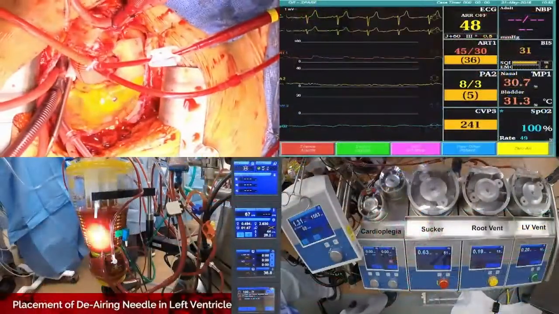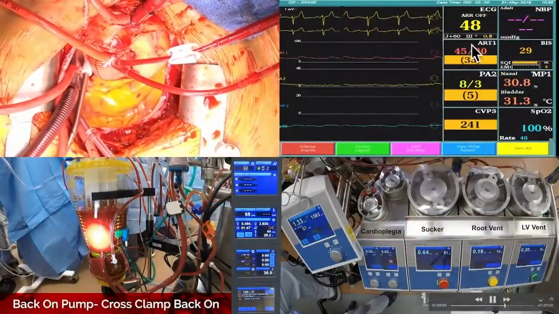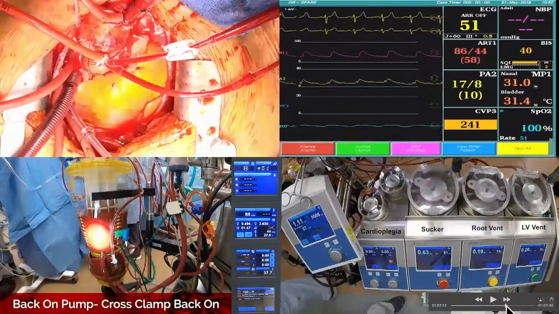Yeah. So we're going back on pump. We said, this ain't gonna work. Back on pump, 2 hours, 6 minutes, and 20 seconds. I mean, we made a quick decision because it was pretty obvious.